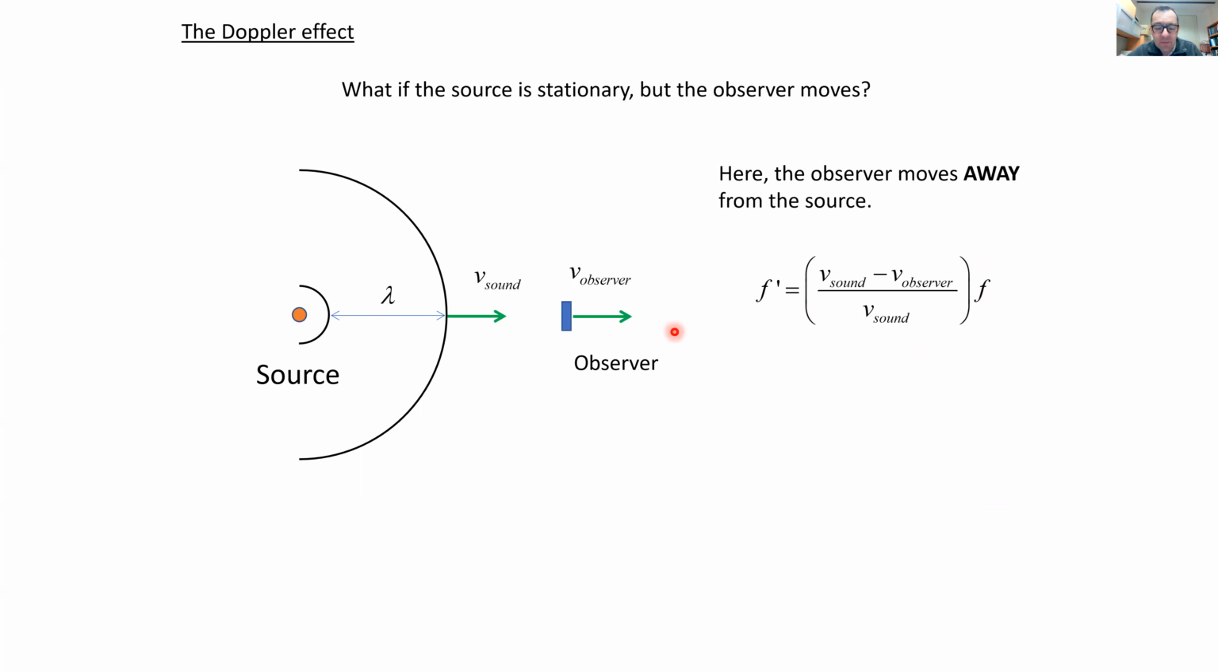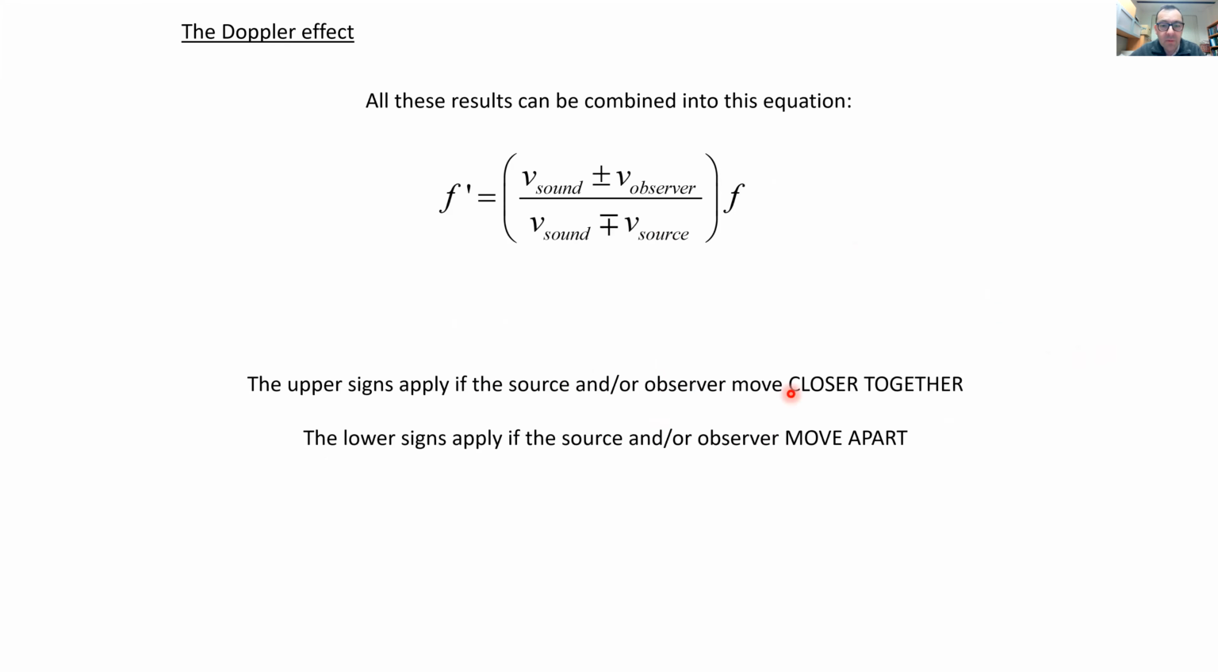And once again, you can carry out the same argument with the observer moving away from the source. You just have a minus sign that you carry around, and it ends up with a minus sign here. Same argument, just with the observer going the other way. So combine all of those things together, and we get this formulation of the Doppler effect equation, with the rules that you use the upper signs if the source and observer move closer together, and the lower signs if the source and observer move apart.